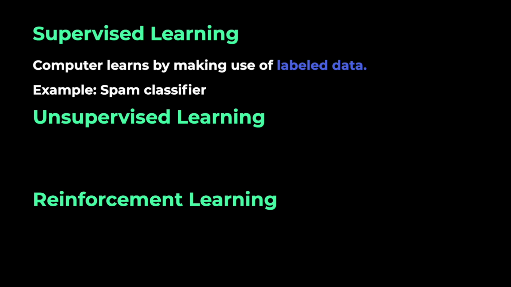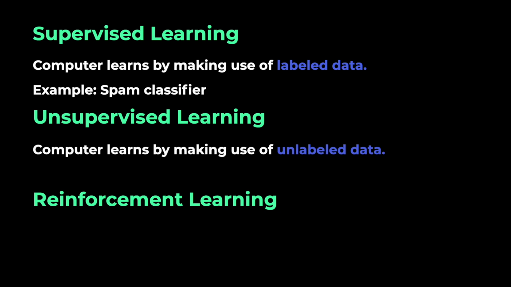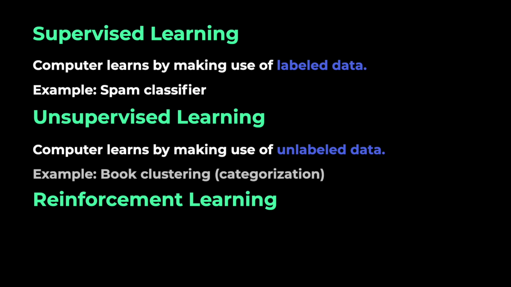On the other hand, in unsupervised learning, the computer learns by making use of unlabeled data, so we have data but we don't know the corresponding target. An example is to cluster books into different categories on the basis of the title and other book information, but not by knowing its actual category.